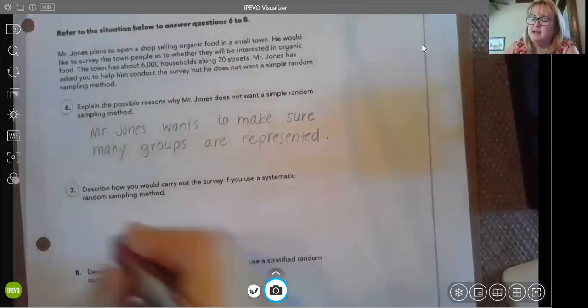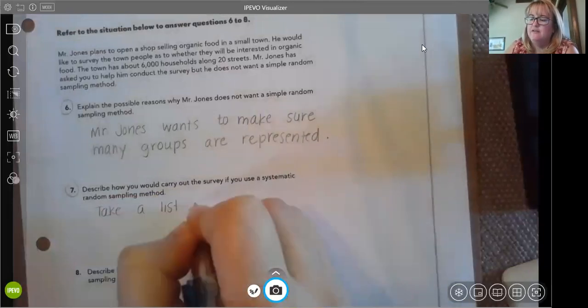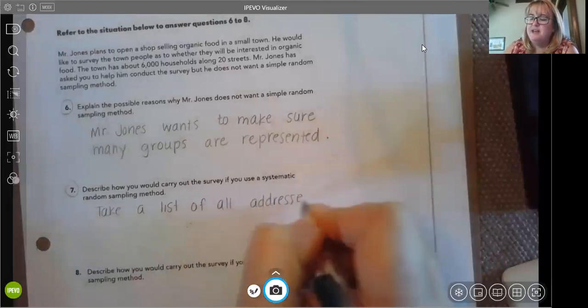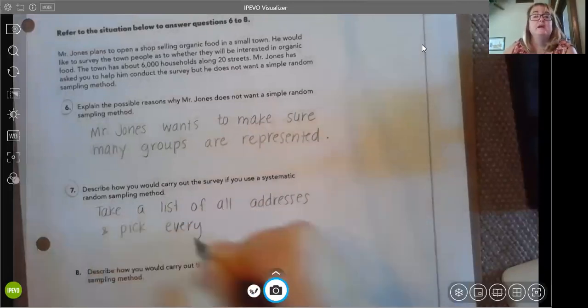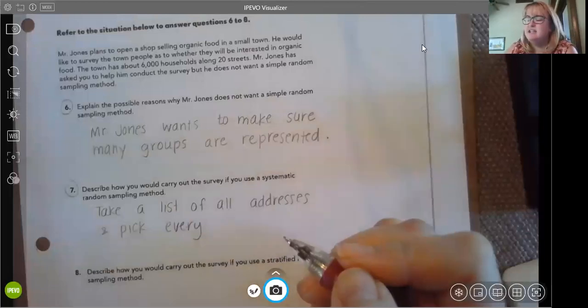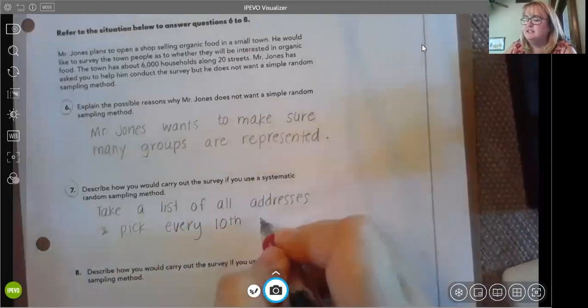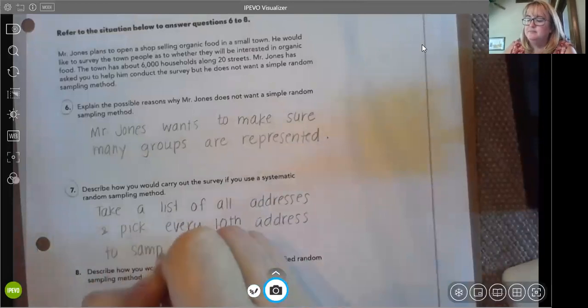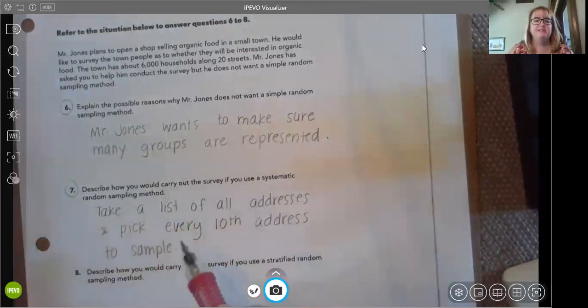Well, he would take a list of all addresses and pick every, well, if he picks every 10th, that will give him a survey of about 600. So every 10th address to sample. Okay. So that is how we would do systematic random.